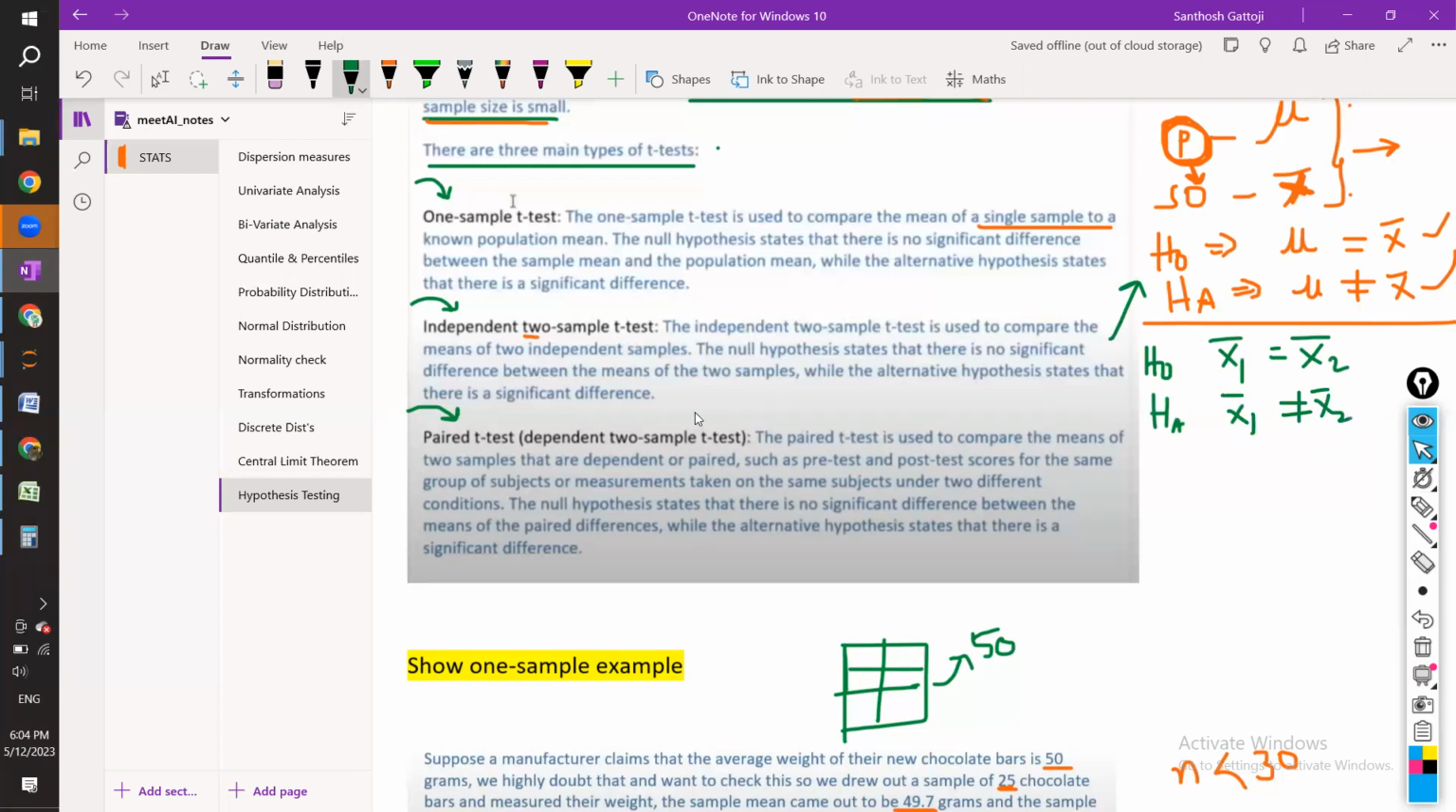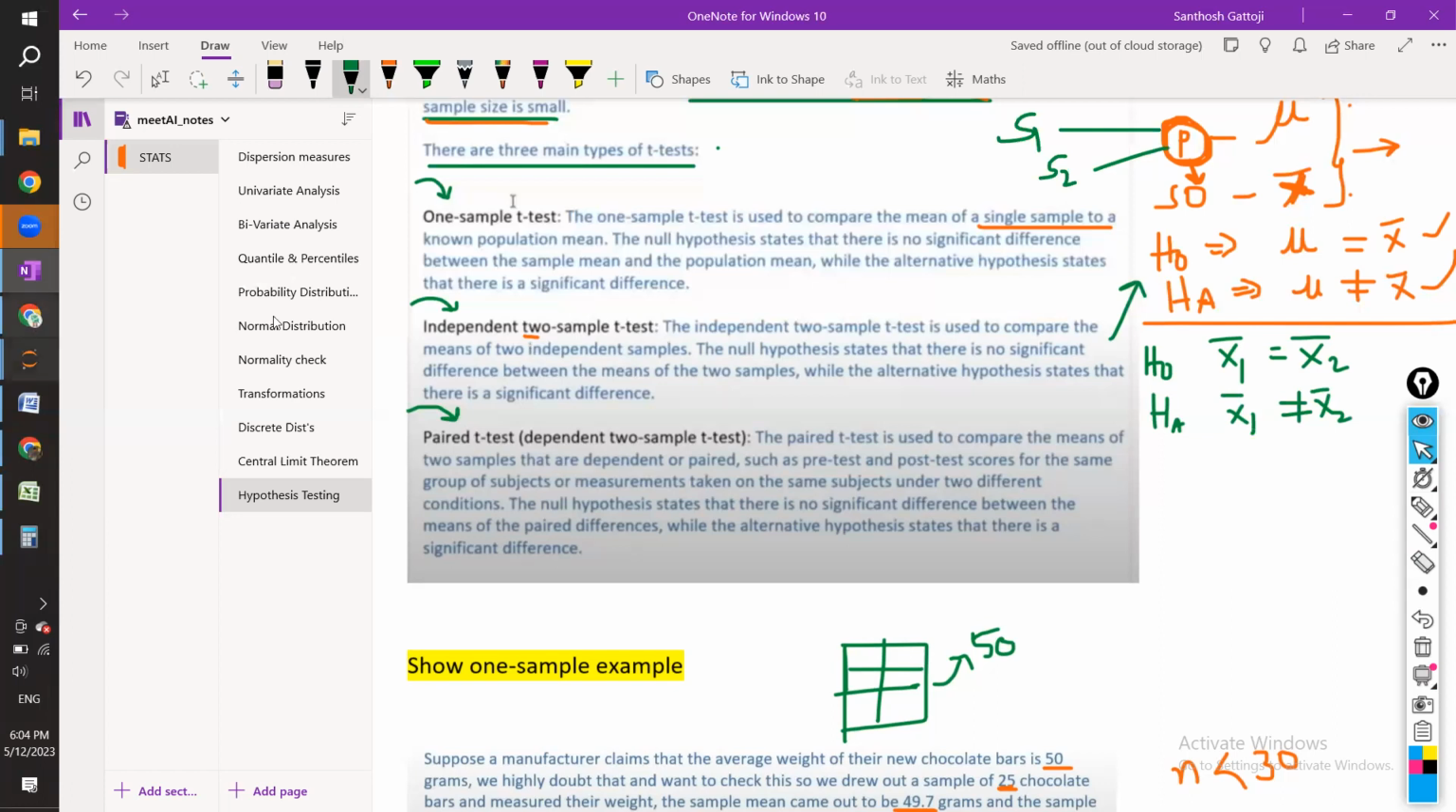Since we are considering 2 independent samples, that's why it's called independent 2 sample t-test. Both these are independent samples. From the population you took sample 1, and separately you took one more sample 2. So these 2 sample means you are comparing. That's why it's called independent 2 sample t-test.